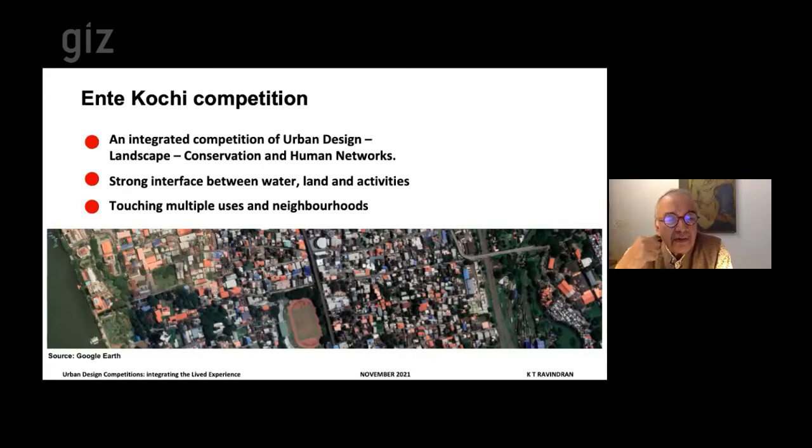Now, strong interface between water, land, and activities, touching multiple uses and neighborhoods, whether it's the stadium or the law college or the bazaar or the informal markets or the water systems or an abandoned Jewish cemetery. They're all touched in a way through design by these schemes. Plus the neighborhoods which are adjoining these areas are subjected to design.